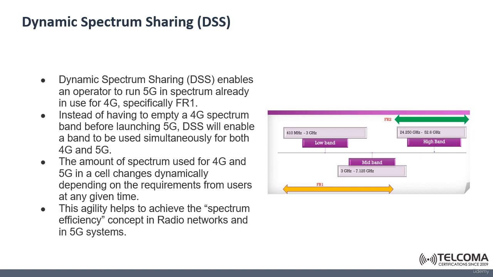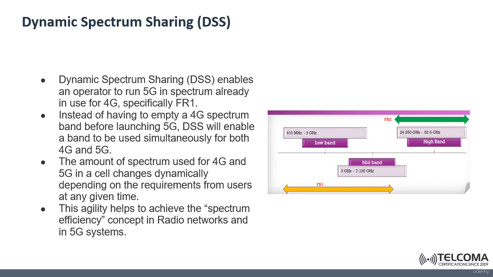So one of the technologies used in the 5G new radio is dynamic spectrum sharing, or DSS. So what does dynamic spectrum sharing mean? It means that the operator is using the same spectrum bands for different radio access technologies. This will enable the 5G new radio and LTE, or 4G, to share the same frequency range, specifically frequency range 1, which starts at 410 MHz until 7125 GHz.